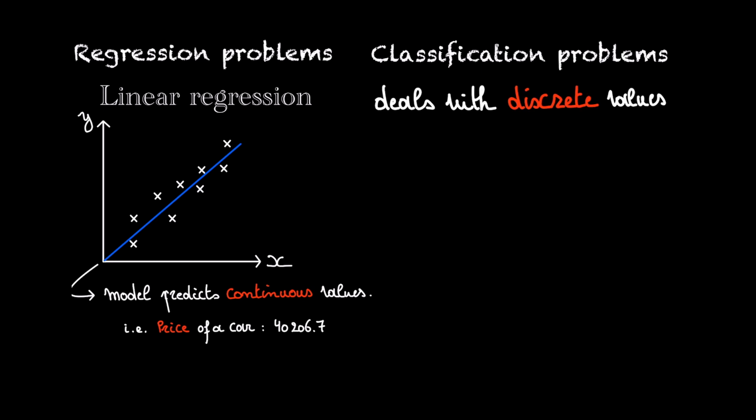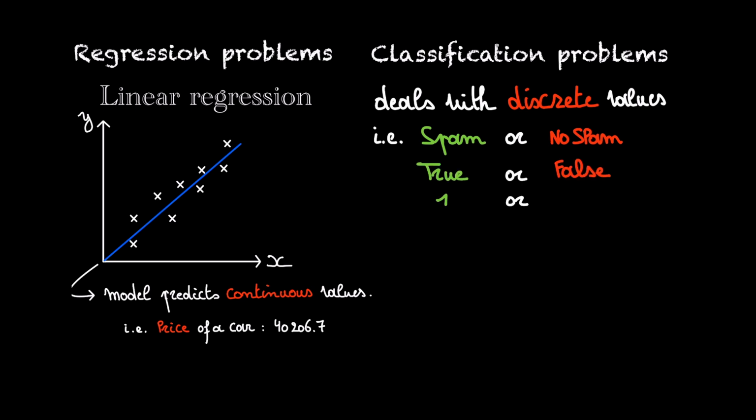For example, whether an email is spam or no spam. So this problem has two possible solutions. Either it's true or it's false. Either it's 1 or it's 0. Either it's in the positive class or it's in the negative class. These are all possible ways to describe the outcome. But overall, we prefer to use the values 0 and 1. 0 is used to express that it's false, and 1 is used to express that it's true.